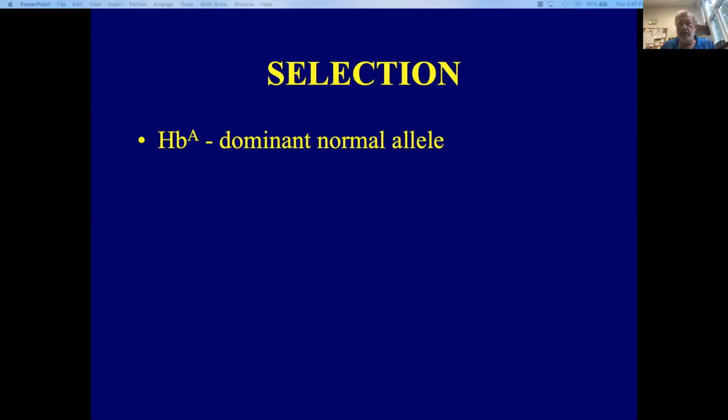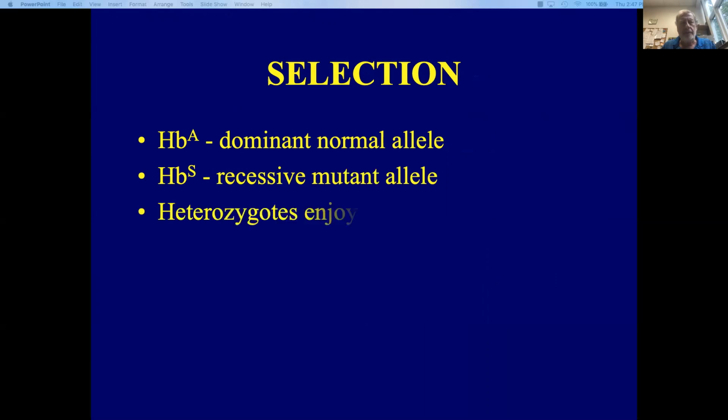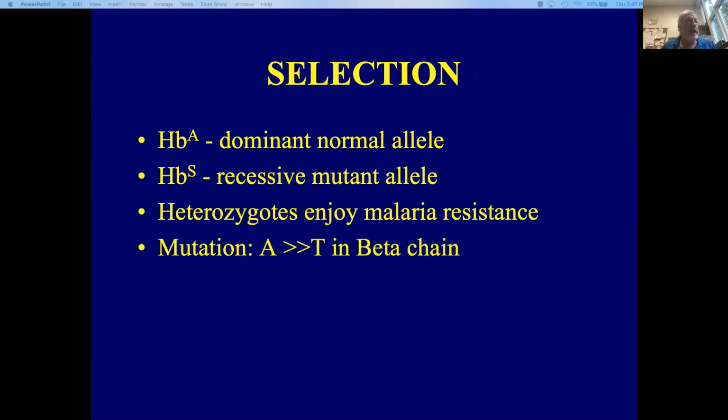Let's look at why it's selected for. Well, the HBA is the dominant normal allele. The HBS is the recessive mutant or sickling allele. Heterozygotes enjoy malaria resistance. So the mutation was an A to a T in the beta chain, adenine to a thymine in the DNA, and that caused valine to be substituted for glutamic acid.